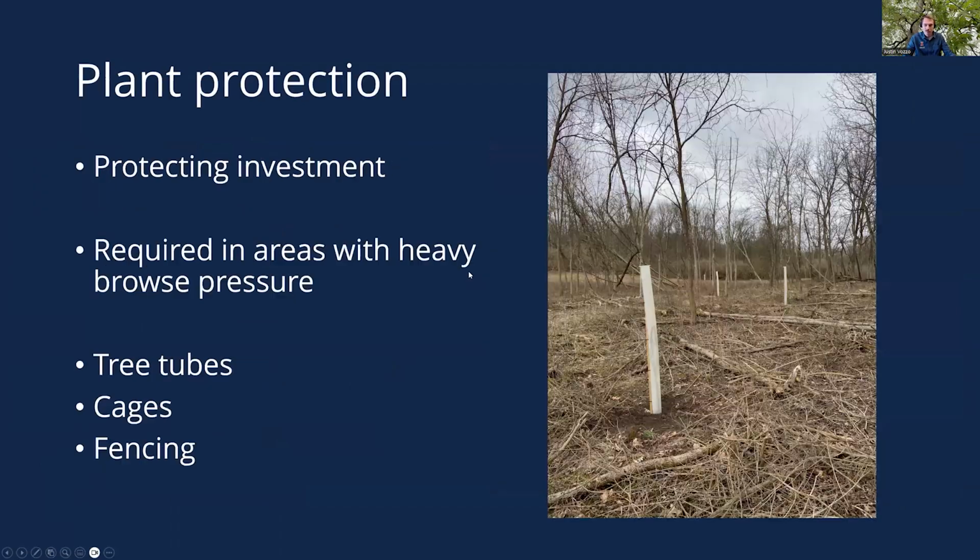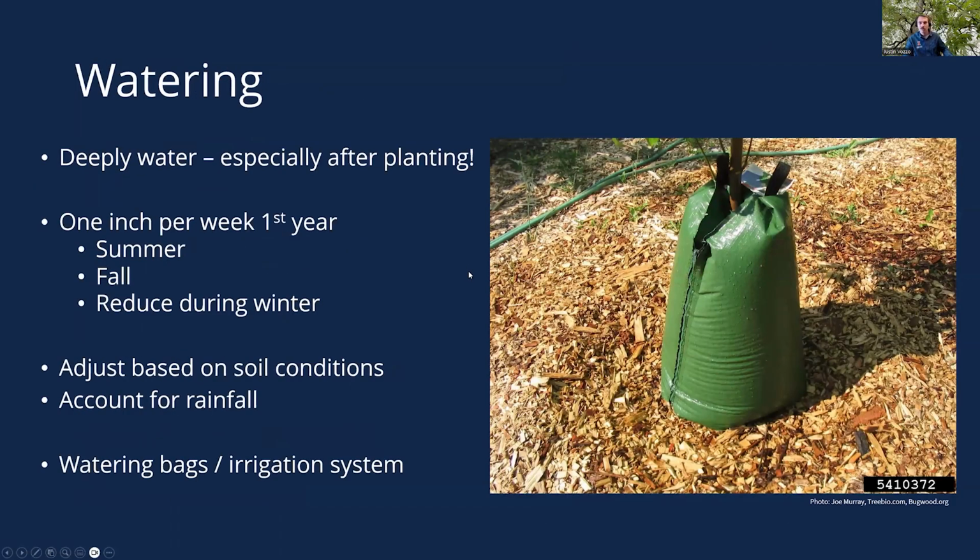Depending on the scale again of your project, you might really want to consider watering if possible, and things like these watering bags, or if you're on a larger scale, you might think of something like an irrigation system. Again, this is not always possible in the context of a natural area restoration, but can be really important, especially in urban areas where the tree may not necessarily have as much access to water within the soil.